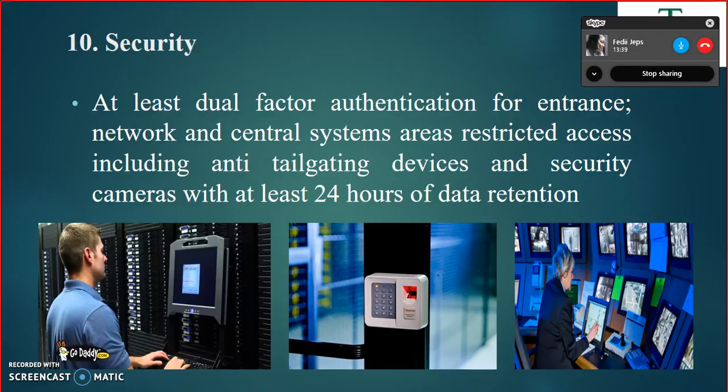Thank you so much. I can talk about the security. Security deals with the security features in a data center, both internally and externally. There's a need for dual factor authentication for entrance. There are also network and security systems areas that have restricted access. This includes anti-tailgating devices and security cameras with at least 24 hours of data retention.